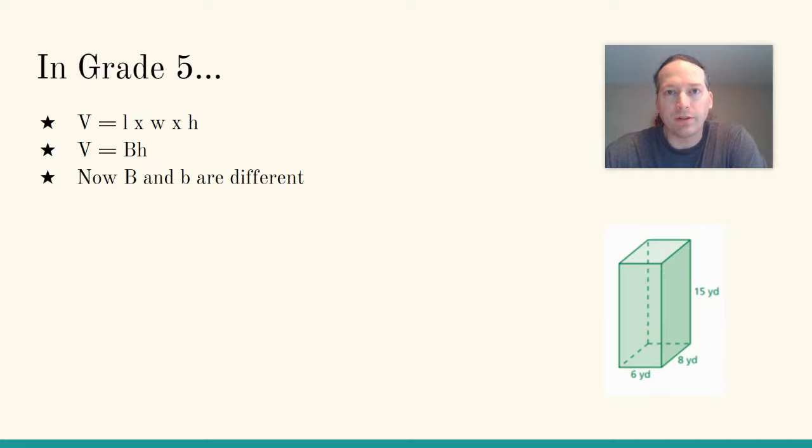Now we got to be a little careful when we start looking at variables. Whether it's lowercase or uppercase actually matters. Before this, it really didn't as much, but now it really does. So capital B refers to the area of the base. Lowercase b is just the base.